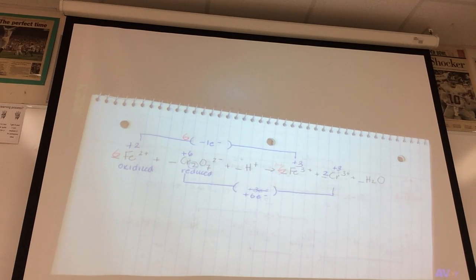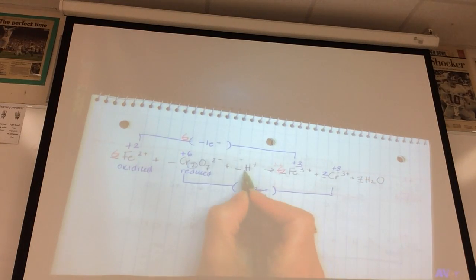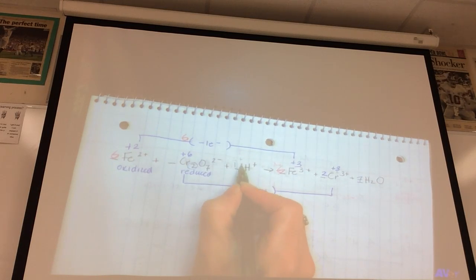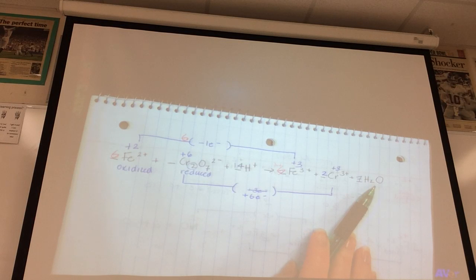Now we've got to do the O's and the H's. We've got 7 O's here. So what goes here? What goes here? The only way you can make this trickier is sometimes you don't include the protons and waters. So if you have to put those in yourself, the key is to put the water on the side with fewer O's.